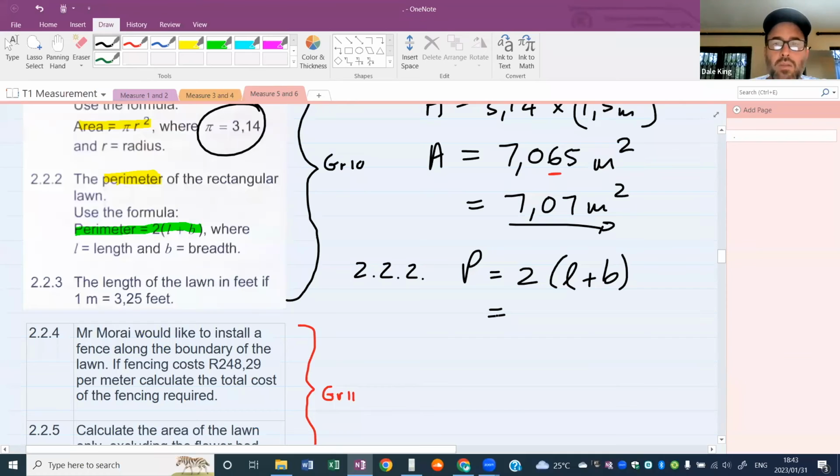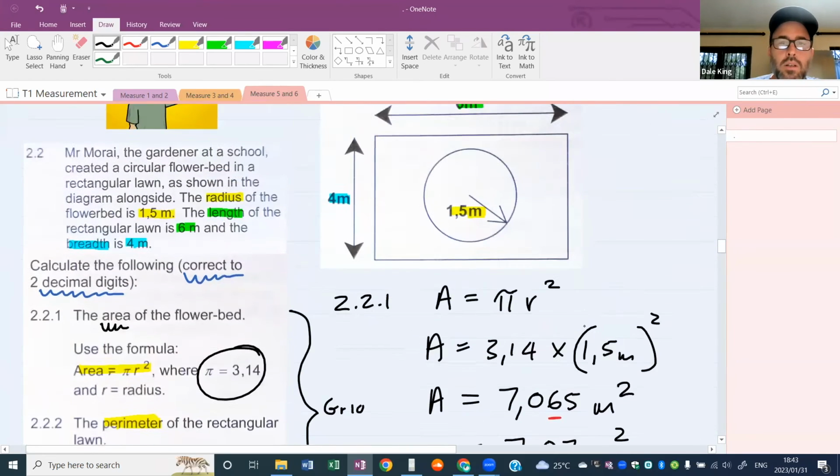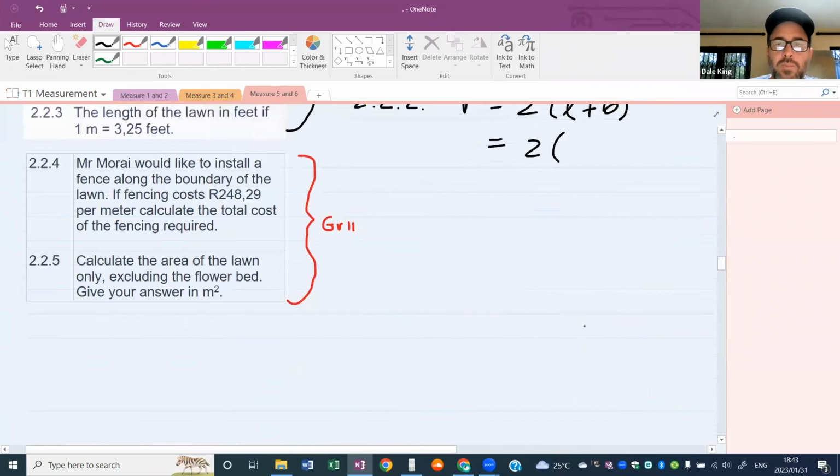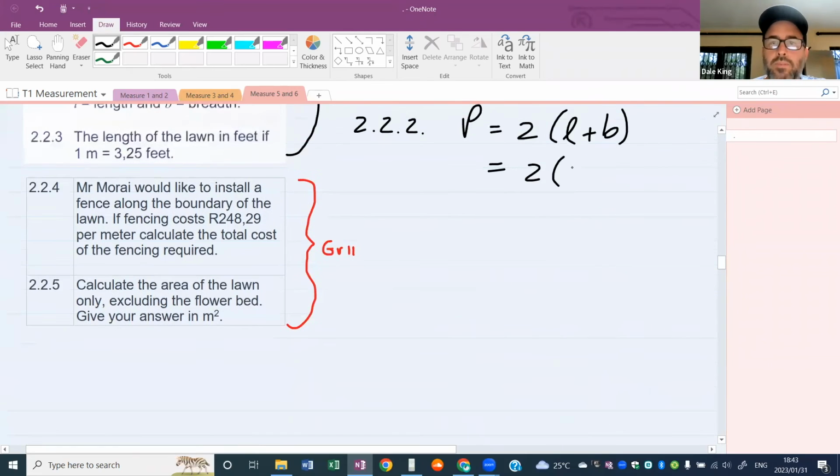All right, the length of the rectangle. Well, let's put my 2 there first. I need the length of the rectangle. Where is it? It's up there. It's 6. I'm going to put 6 in. The breadth of my rectangle was 4. I'm going to put 4 in. So I don't even need a calculator for this. 6 plus 4 in the brackets is 10. Times it by 2. That gives me 20.